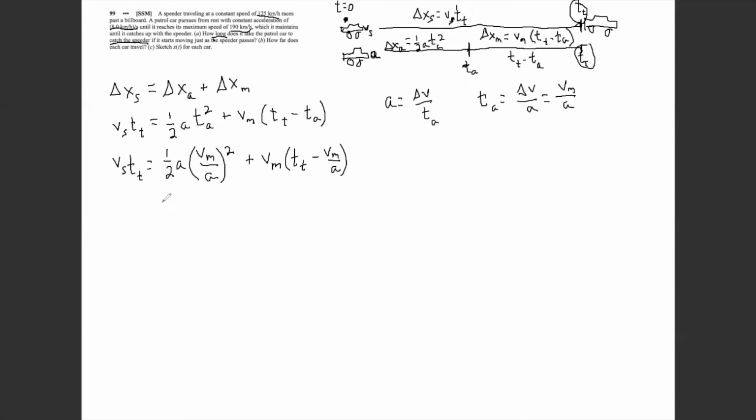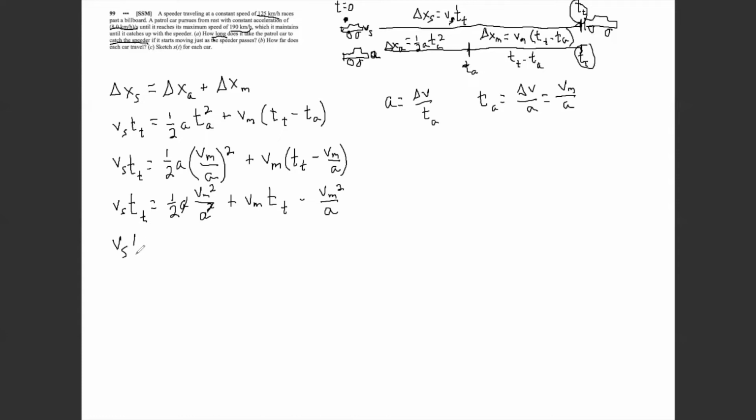Okay, so I'm going to work through the actual solution here. So this is Vs Tt equals 1/2 A times Vm squared over A squared, and that's going to cancel one of those A's, plus Vm Tt minus Vm squared over A. And we want to solve for Tt, the total time, so I'm going to move this value over.